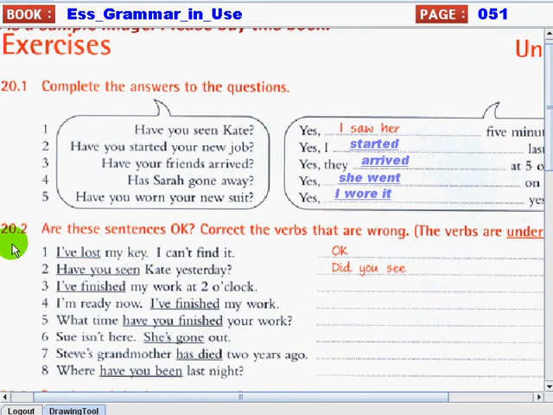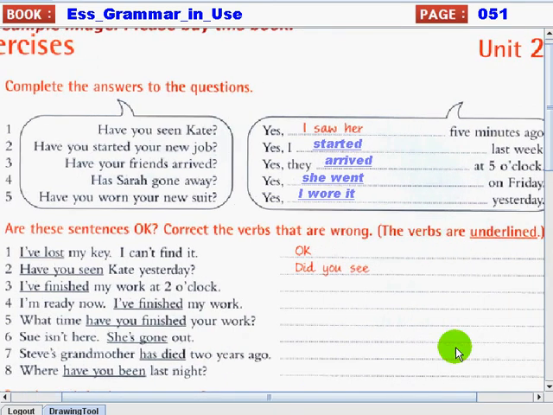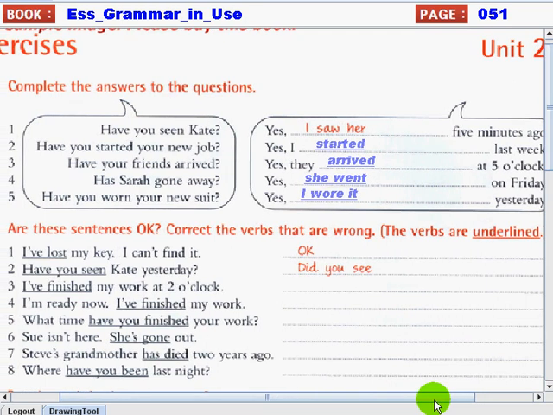Now let's do activity 20.2. Well, I hope you got all the questions, all the answers correctly. Alright. Now I want you to read the direction first. Follow me. Are these sentences okay? You have to know if the sentences are correct. Correct the verbs that are wrong, but you have to correct the verbs only if they are wrong. The verbs are underlined. Alright? Like in numbers 1 and 2.